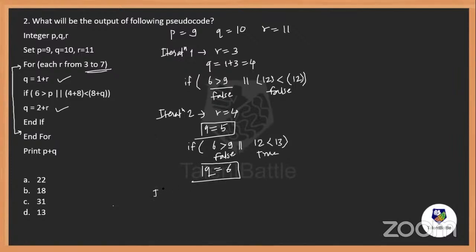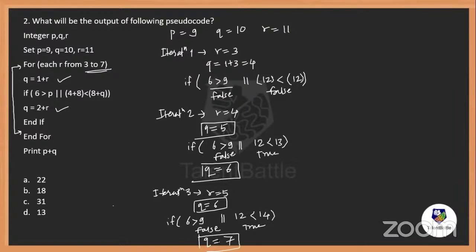Now third iteration, where R value is 5. Calculate the Q is equal to 1 plus 5. So that will be 6. And if condition again, 6 greater than 9. This is false. Logical OR with 12 less than 8 plus 6, updated value I am using, which is true. So the condition is true. Calculate the new Q is equal to 2 plus R. R is 5 here. So Q will become 7.